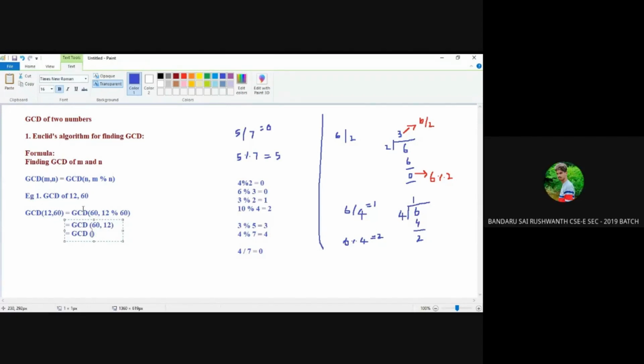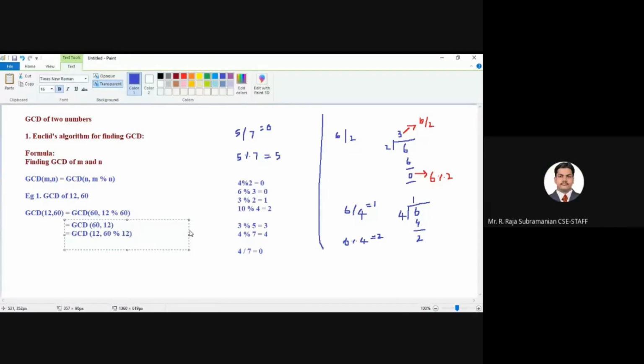GCD of m, n. Here m becomes 60 and n becomes 12. Now interchange: 12, 60. So I'll write it as GCD of 12 comma 60 modulo 12.